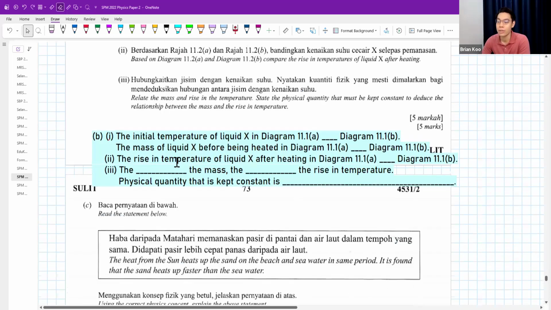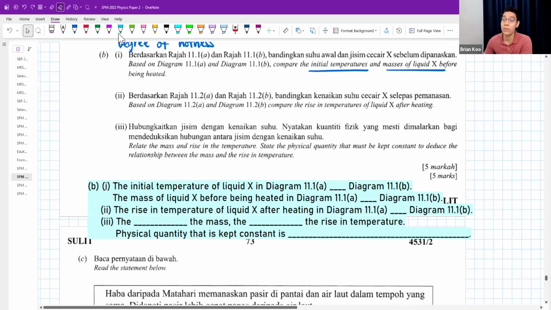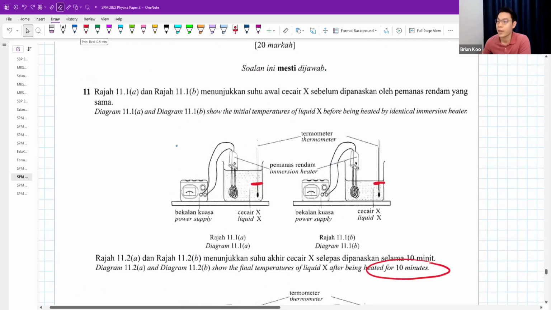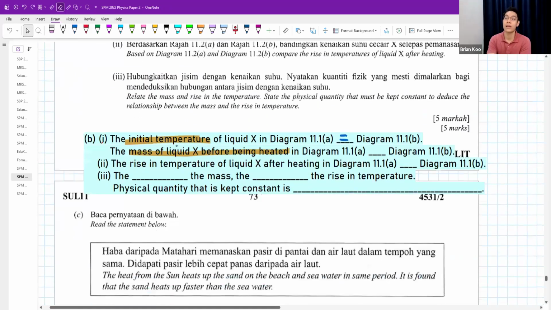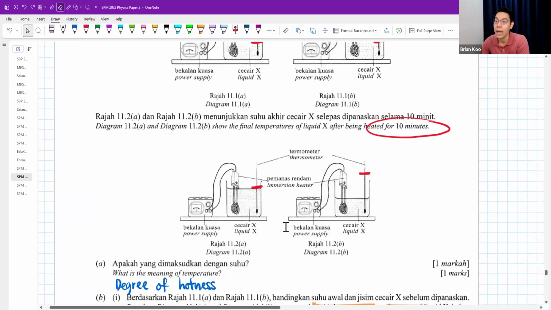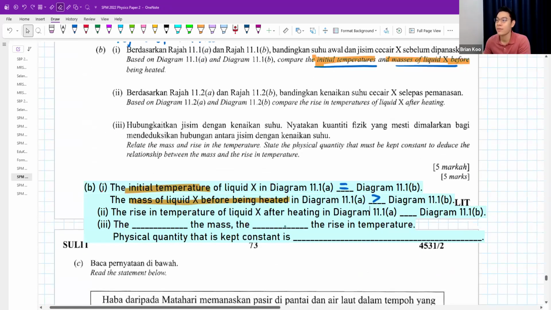This one is an essay you must copy, as I mentioned just now. Whatever they ask you to compare, you must copy out. The initial temperature of liquid X in diagram 11.1a equals diagram 11.1b. The mass of liquid, all this you must copy out in the exam. The mass of liquid in diagram 11.1a is more than B. Same temperature, mass of A more than B. And then compare the rise in temperature after heating.